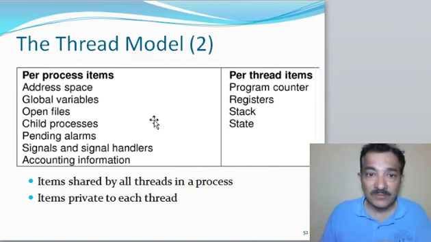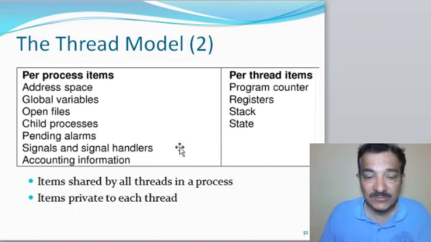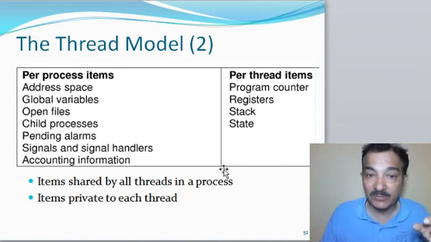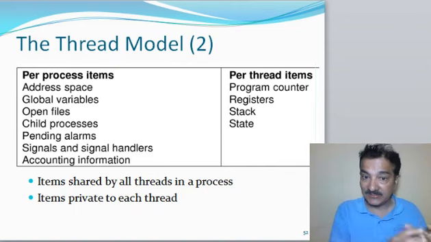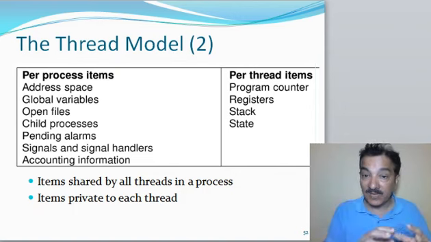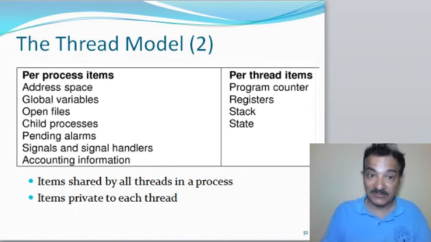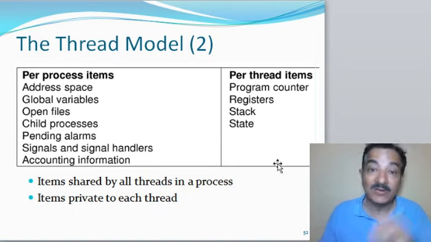Now, per process items and per thread items. What are the things that are there per process and per thread? A thread is a part of the process. That is what we will have to understand. There can be many threads in a process. There are many things that are common to the process itself, and a thread need not have them.